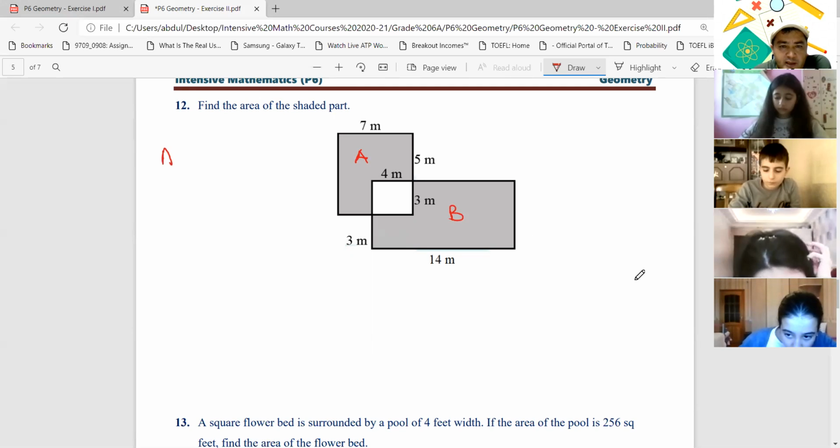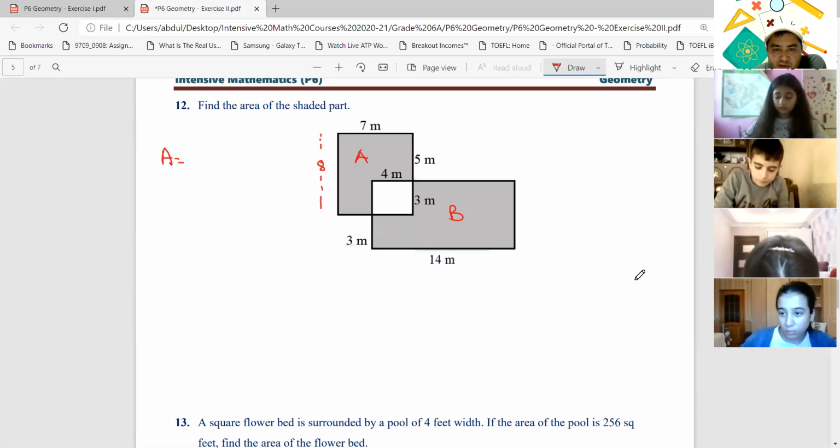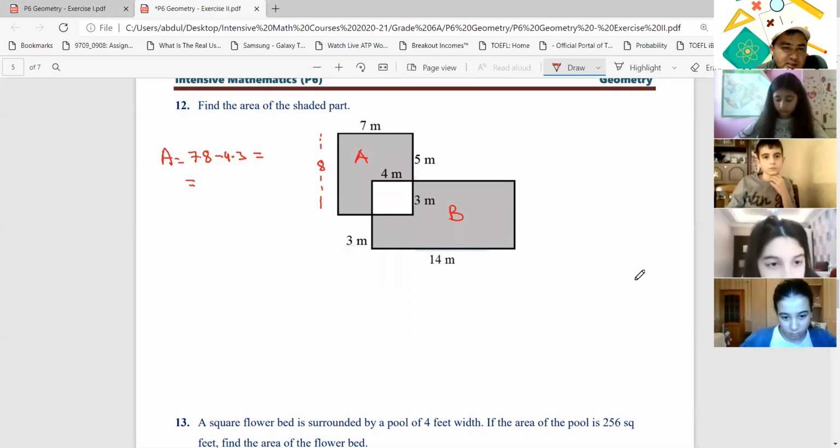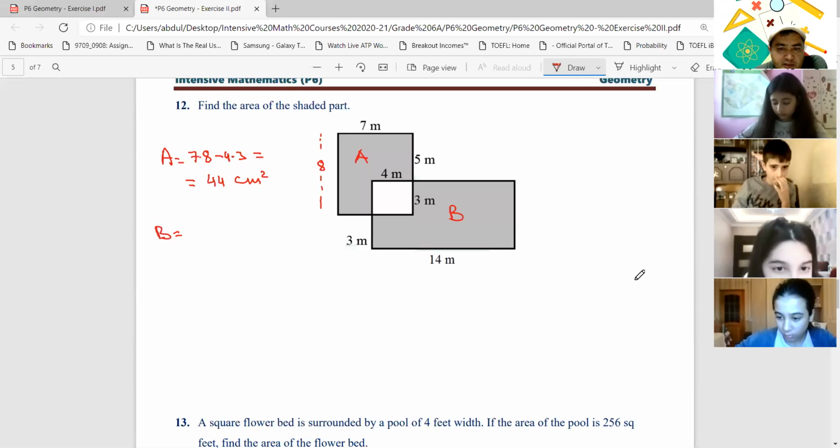And what is A? We know that this width is 5 plus 3, that's equal to 8. So the area of this rectangle, suppose that this unshaded region is not removed yet, is 7 times 8. Now we are removing this unshaded part, so that is minus 4 times 3, which is 7 times 8 is 56 minus 12. That's equal to 44 cm squared. And how about for part B? The same thing happens, right? And that one is 3, 3.